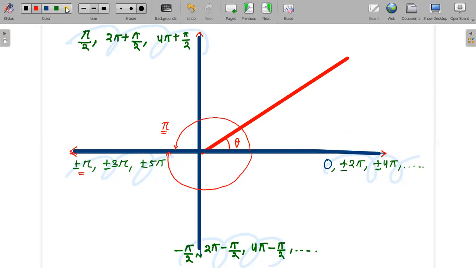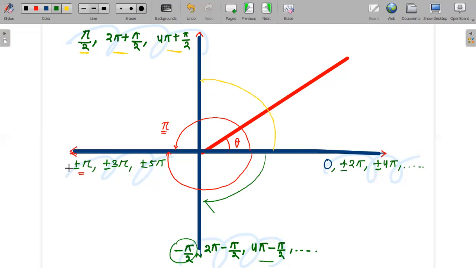Similarly, if I add pi by 2 to each of the initial angles, I will be at the positive y-axis. So angles like pi by 2, 2 pi plus pi by 2, 4 pi plus pi by 2, and so forth will ensure that you are on the positive y-axis. And if I subtract pi by 2 from the initial angles, I will be at the negative y-axis. So angles like negative pi by 2, if I measure that in the clockwise sense, 2 pi minus pi by 2, 4 pi minus pi by 2 will be the angles where you will be on the negative y-axis.